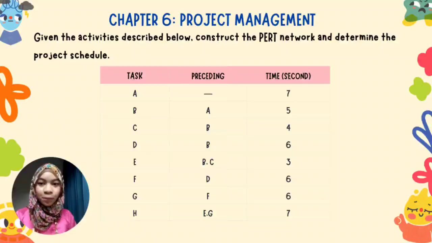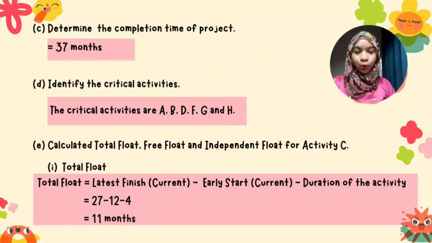predecessors and durations. Based on this information, we first construct the PERT network to determine the project schedule. After completing the forward pass and backward pass calculations, we found that the total project completion time is 37 months. Next, we identified the critical path. The critical activities are A, B, D, F, G, and H. These activities have 0 total float, which means they cannot be delayed, and if any of these activities are delayed, the whole project will also be delayed.